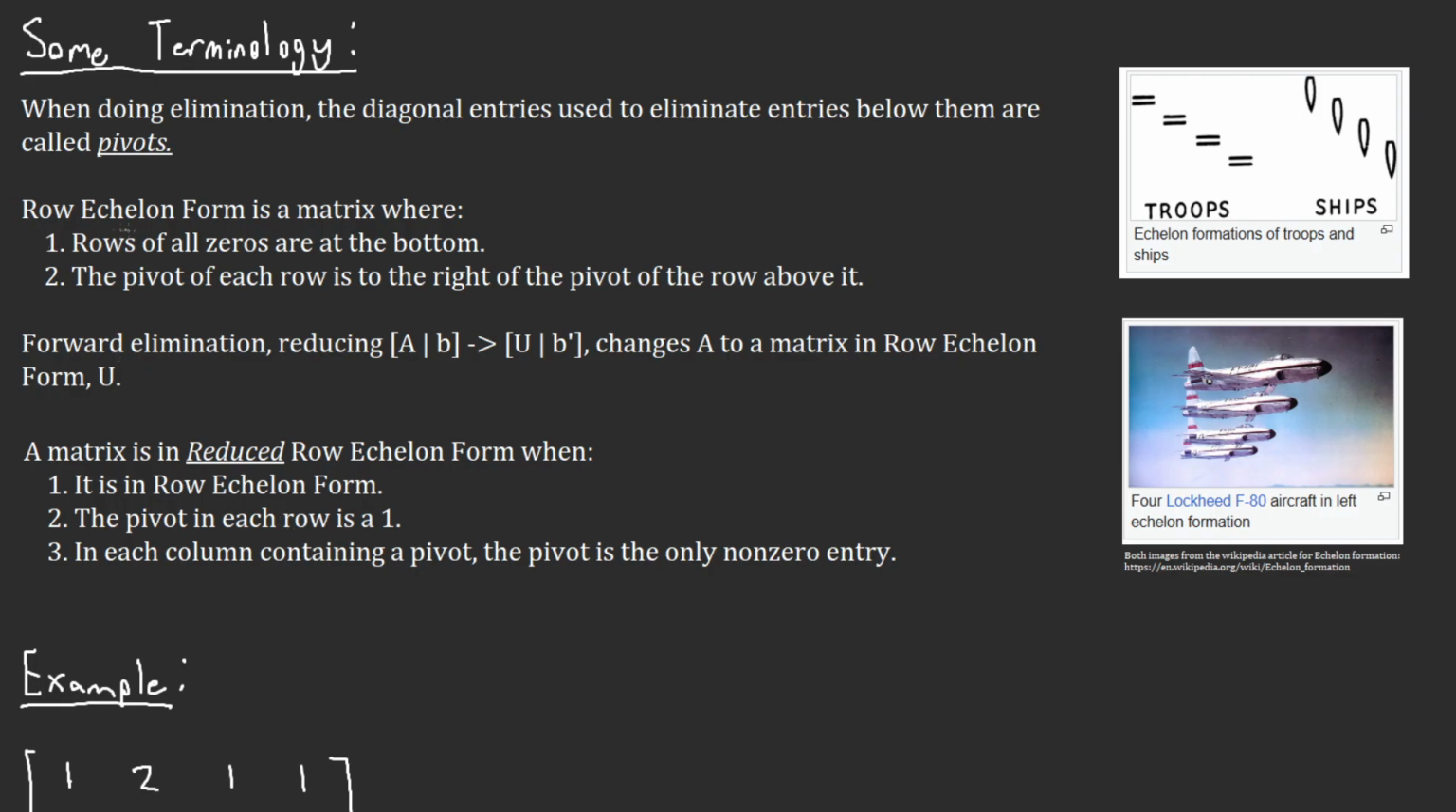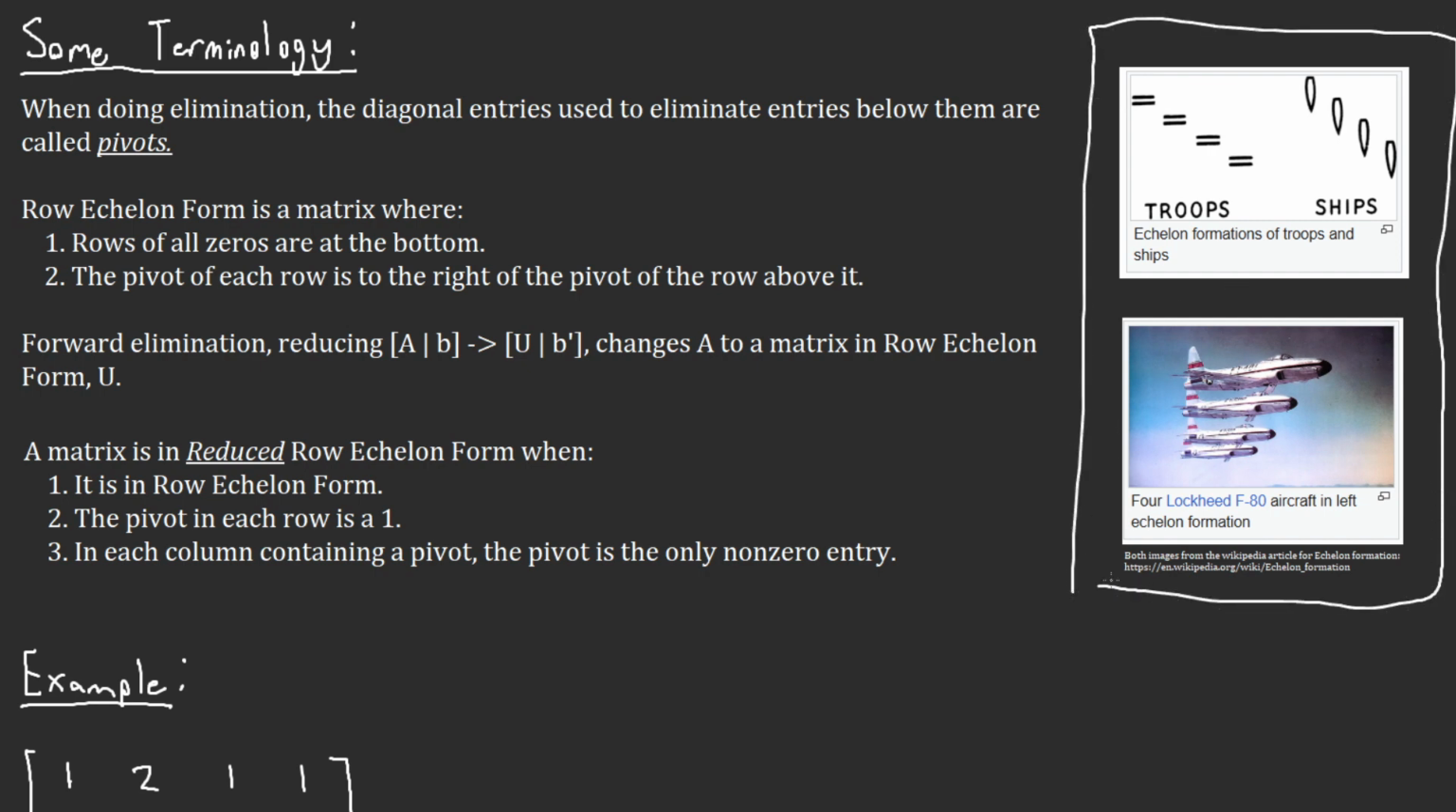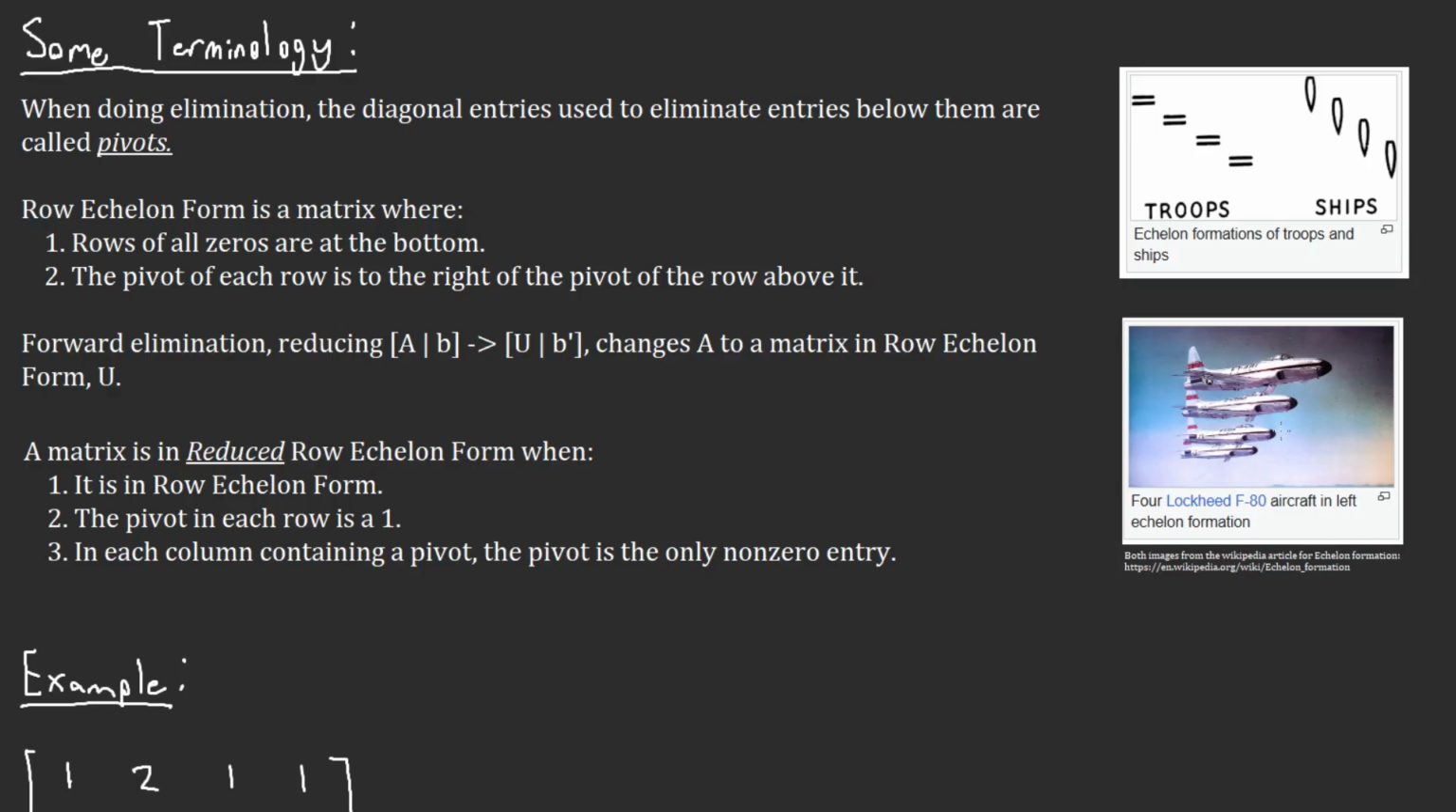We have row echelon form, sometimes abbreviated REF. A matrix is in row echelon form when rows of all zeros are at the bottom, and the pivot of each row, that leading entry, is to the right of the pivot of the row before it. This terminology comes from military terminology for echelon form. So I have some pictures here, and when I do this example on the bottom and we find the row echelon form and the reduced row echelon form of the matrix down here, we'll see the resemblance between these things.